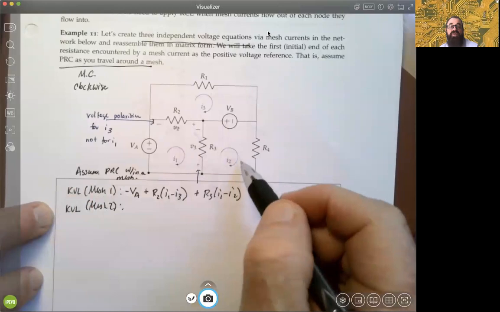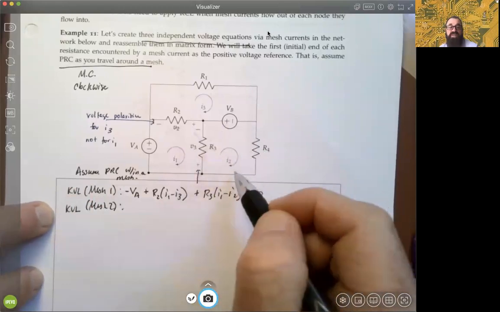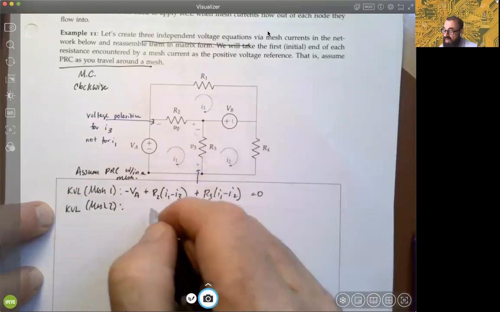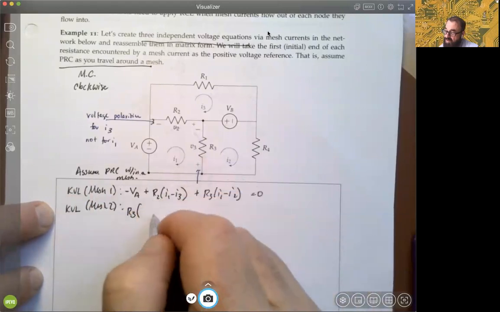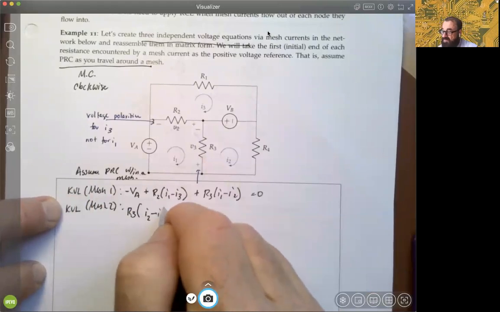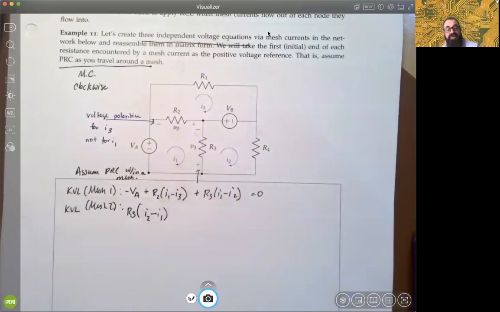Mesh 2 is indicated over here by this mesh current I2. Again, we assume PRC as we go through, all right? So if we assume PR2, what we'll have for R3 is the net current will be what? I2 minus I1, because I2 will make that PRC and I1 won't, okay?